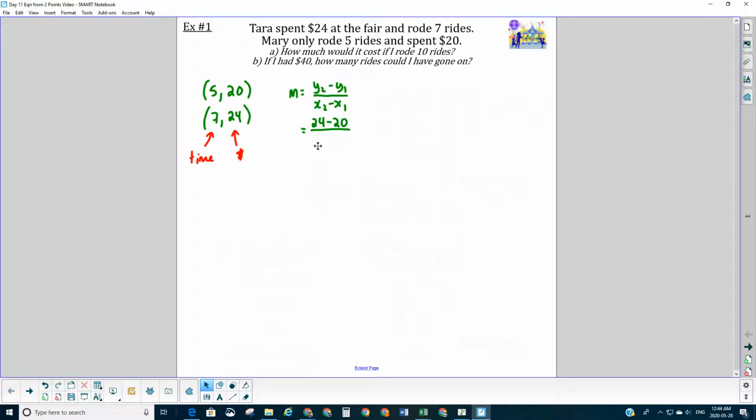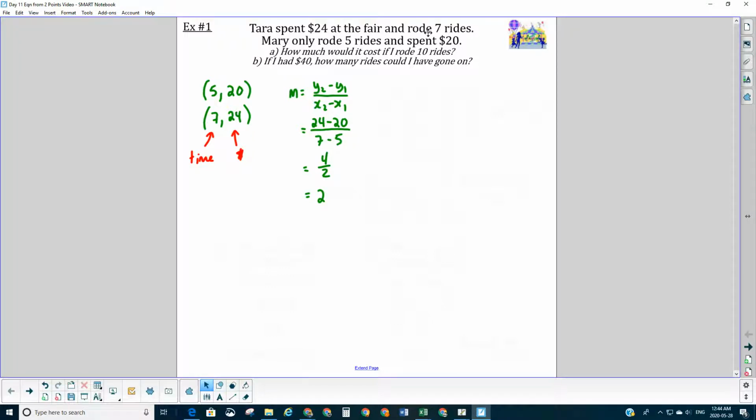And we compare it to the change in x, which is the change in the number of rides. So we have 7 minus the other one, which is 5, and the change of that is 2. So we can go and compare it. 24 minus 20 is 4, and 7 minus 5 is 2. And so we get that the slope is 2. And again, this kind of makes sense. You see how Mary rode 5 times and spent 20.